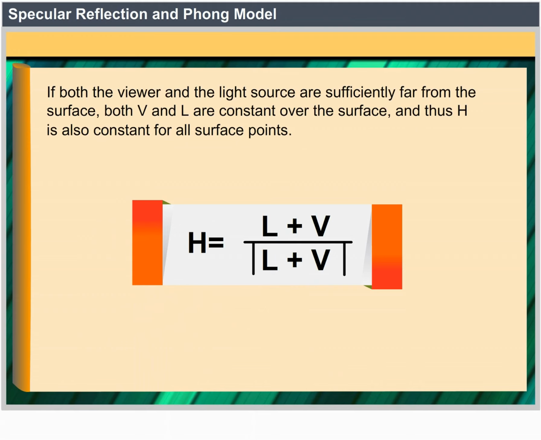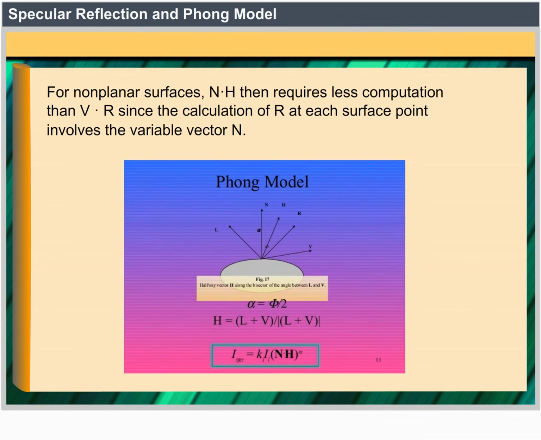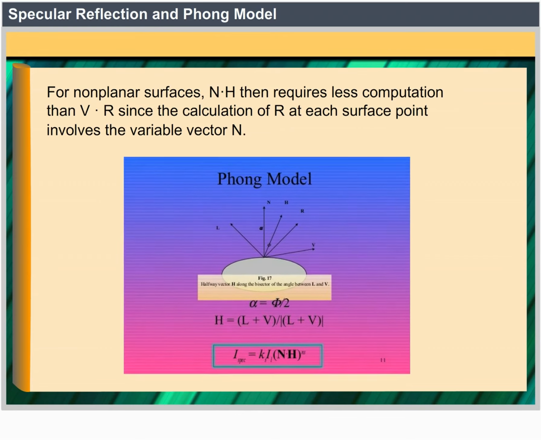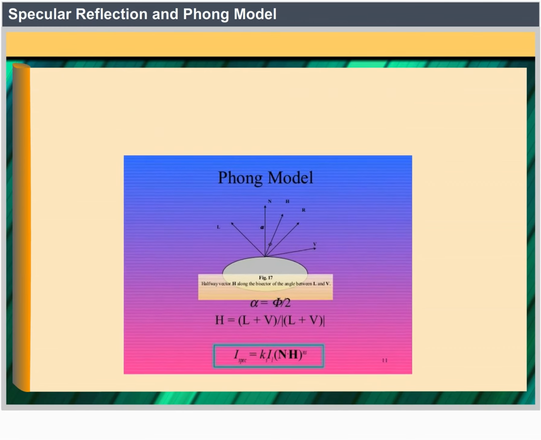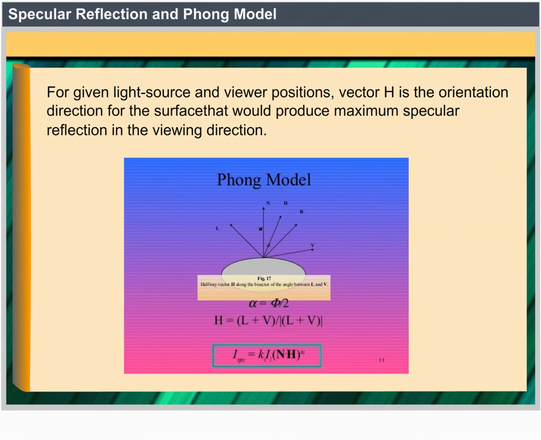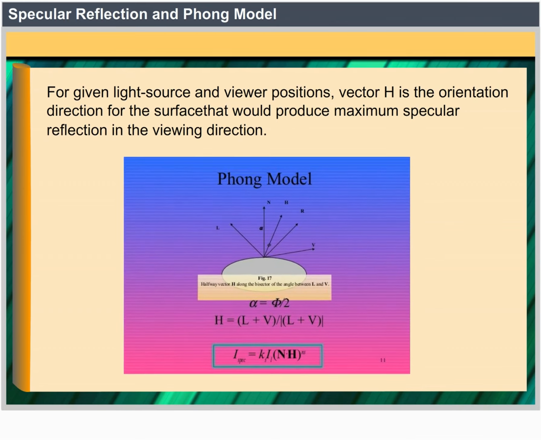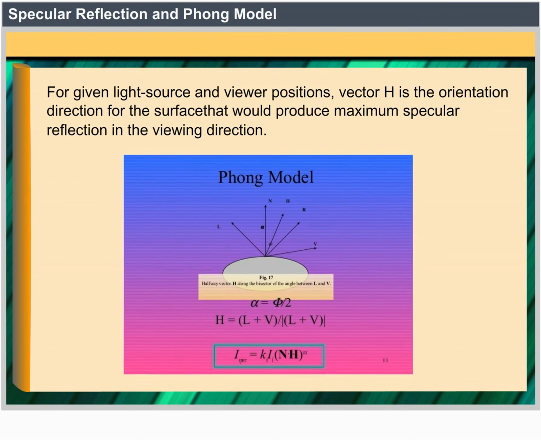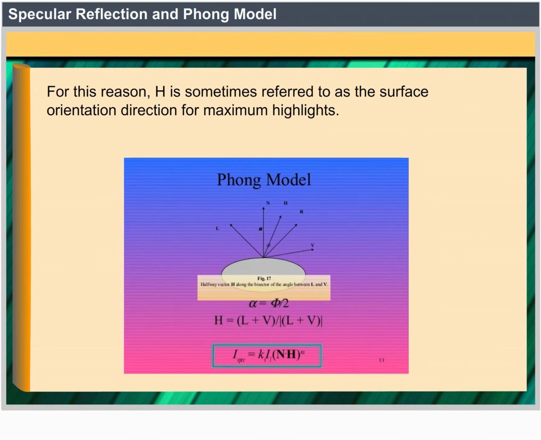For non-planar surfaces, N·H then requires less computation than V·R, since the calculation of R at each surface point involves a variable vector N. For given light source and viewer positions, vector H is the orientation direction for the surface that would produce maximum specular reflection in the viewing direction. For this reason, H is sometimes referred to as the surface orientation direction for maximum highlights.